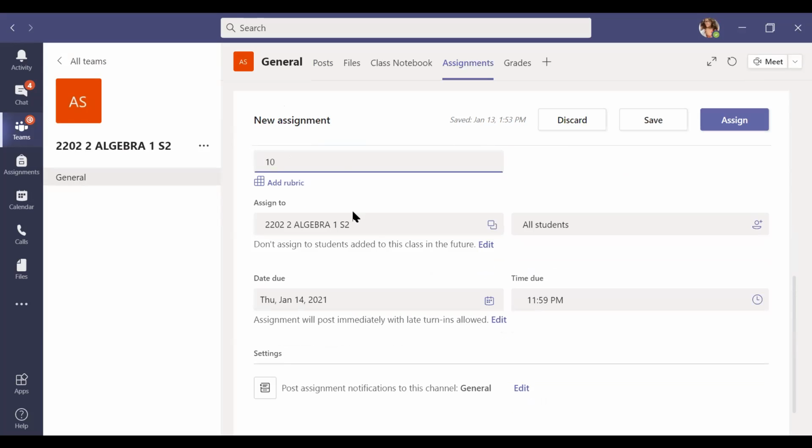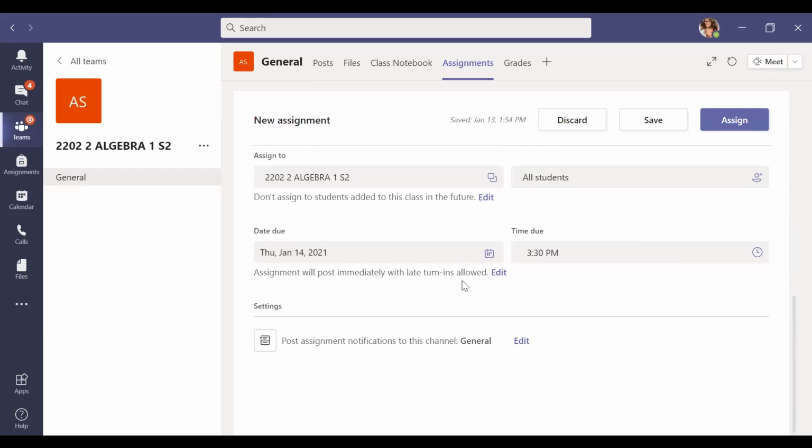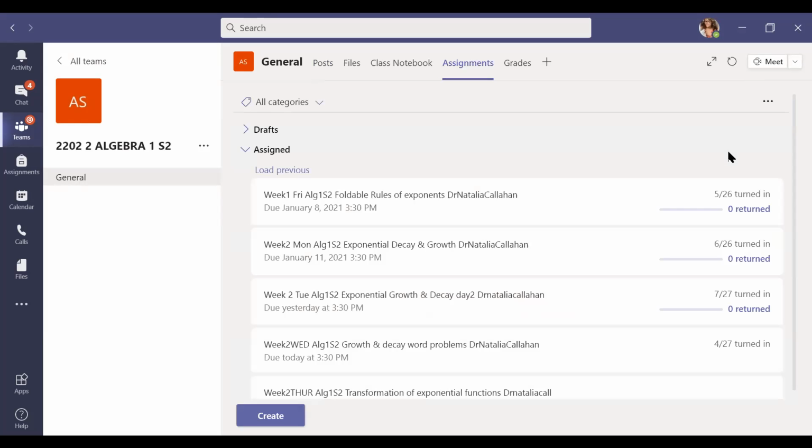You do get the 10 points if you upload your assignment. And as always, your assignment is due the very same day by 3:30 p.m. And we're going to go ahead and assign that.